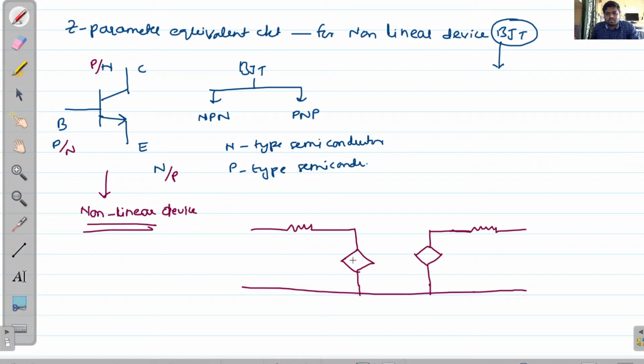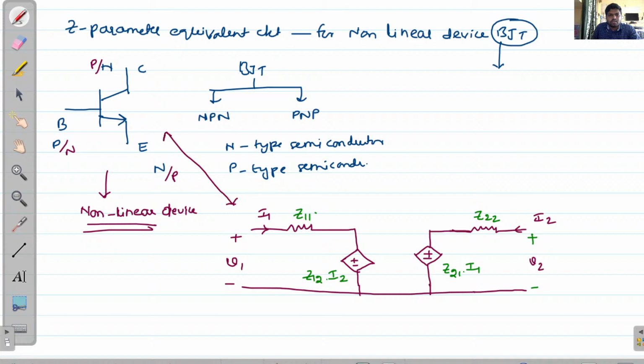So this is your current source, plus or minus and plus or minus. This is your V1 and this is your I1, and this one is the Z11 resistor, and this is Z12 into I2, and this is Z21 into I1, and this is Z22. Here we have V2 and this one is I2. This is the equivalent circuit diagram of this device.